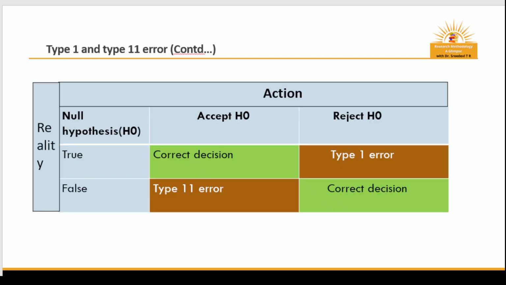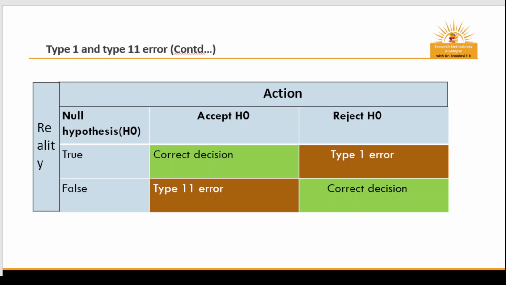Look at this figure. In reality, null hypothesis H0 is true. Then accepting a true null hypothesis is a correct decision. But rejecting a true null hypothesis is type 1 error. Again, in reality, H0 is false. Accepting a false null hypothesis is type 2 error. Rejecting a false null hypothesis is correct decision.